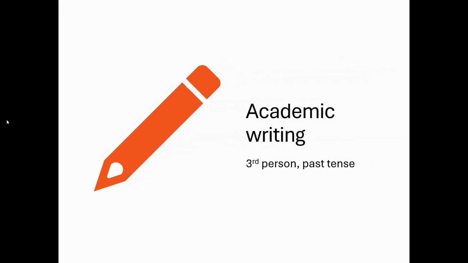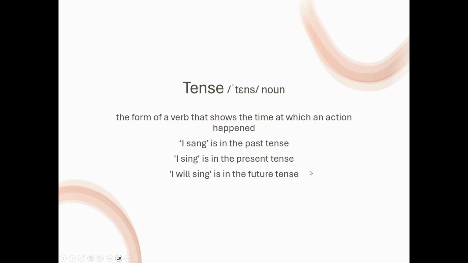So here we are, academic writing. You need to write in third person past tense. So what does tense mean? Well, tense is a noun. There's the pronunciation of it, tense. This is actually the form of a verb that shows the time at which an action happened.